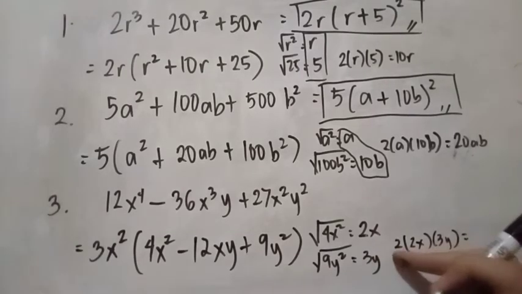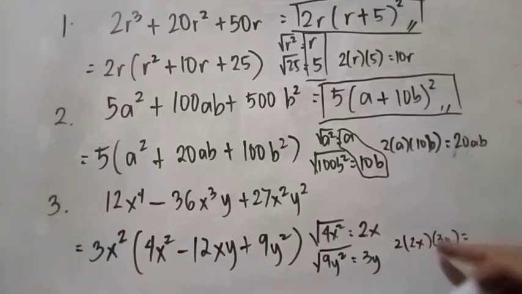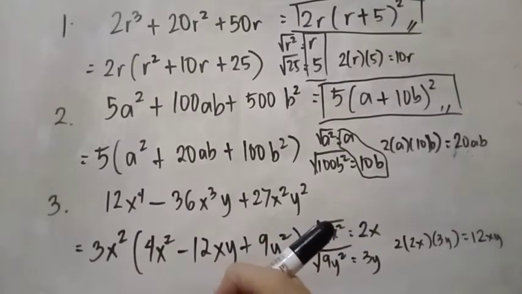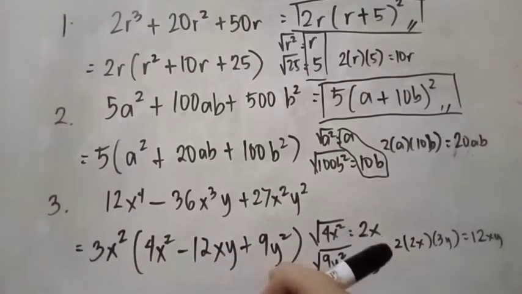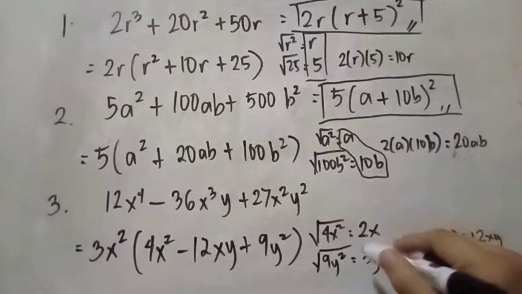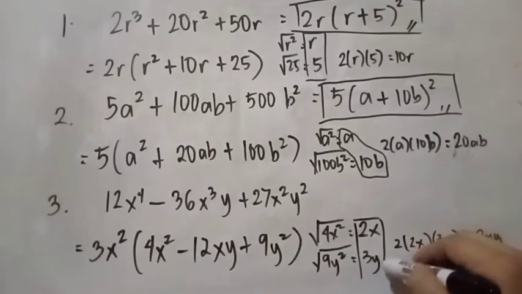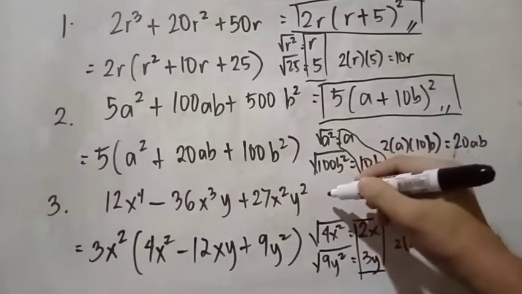And then, yung 2, i-multiply natin sa 2x and 3y. So that we have 2 times 2 times 3 equals 12, and then we have x and y. So 12xy. Nag-match. Perfect square trinomial ito. Okay? So ang kailangan nating terms ay 2x at saka 3y sa binomial.